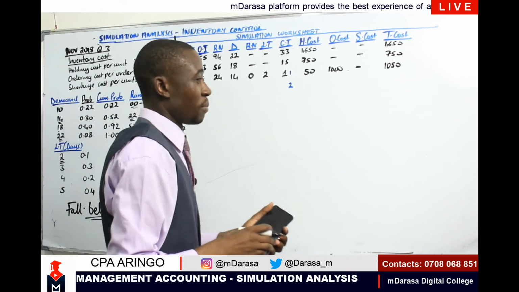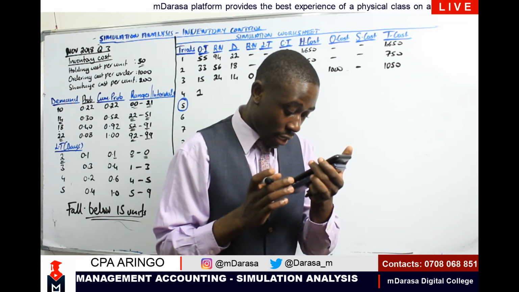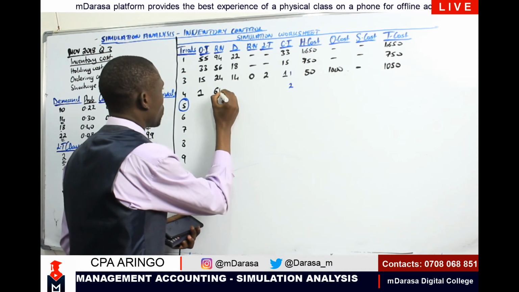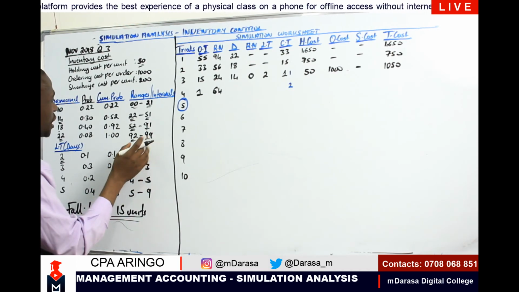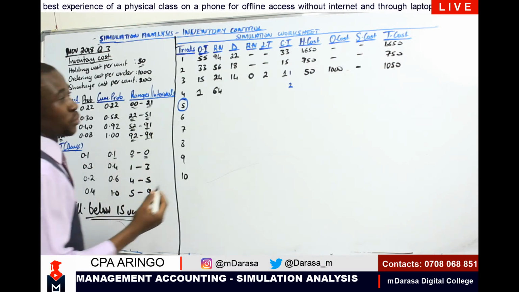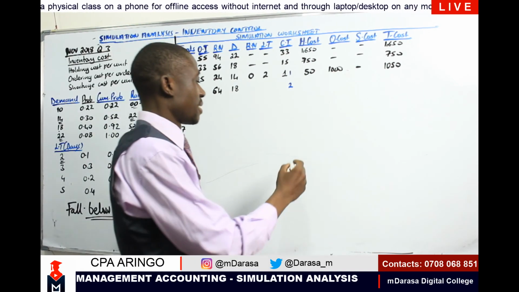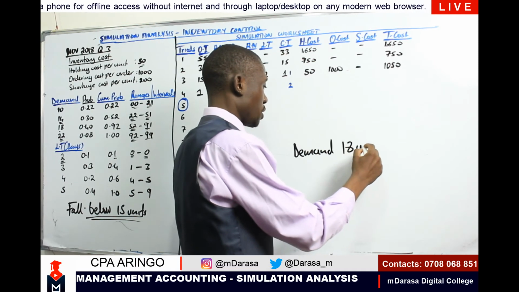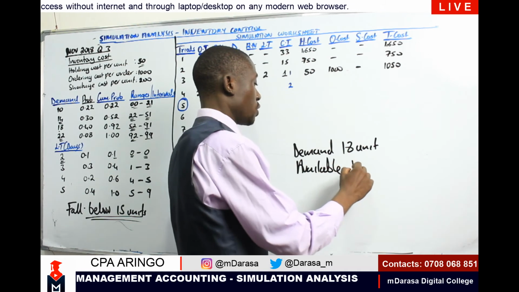The next random number to consider after 0, I'm having 64. Where will 64 fall? Come to our range here. It will fall in between 52 and 91, to give us 18 units. So look at this case. My demand is 18 units. Available is 1 unit.